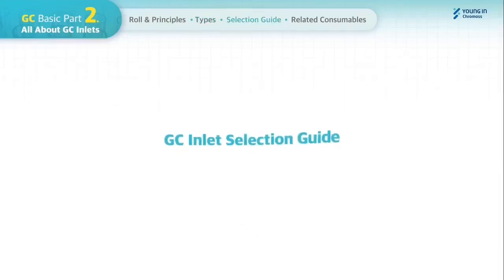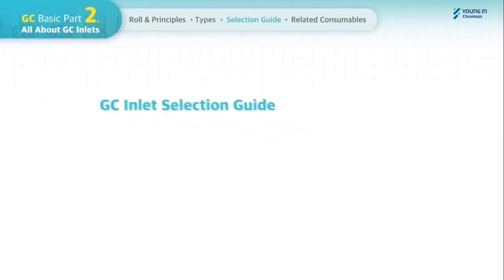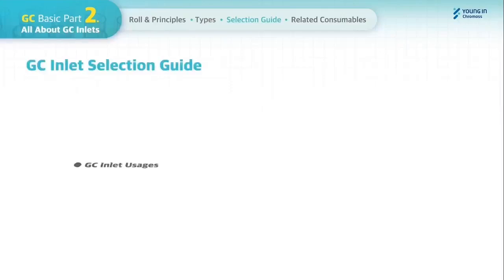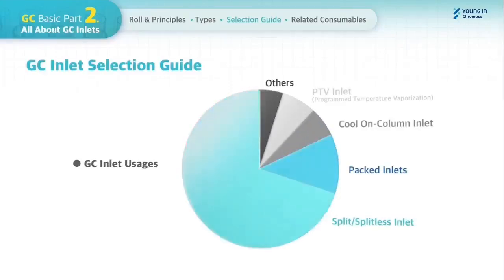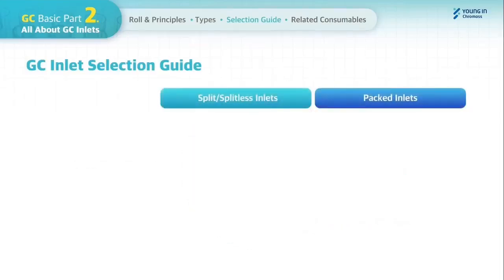Then how can we select the right inlet for sample analysis? There are several GC inlets in the market, but still, splitless inlets and packed column inlets are the most commonly used inlet on GC. So, this made GC inlet selection simple, and you may consider more for the method development, including column and detector selection.